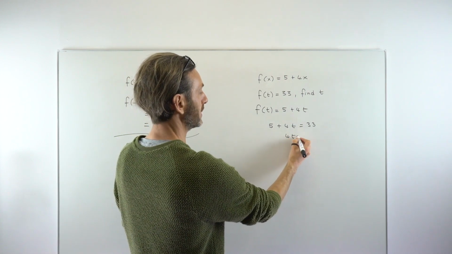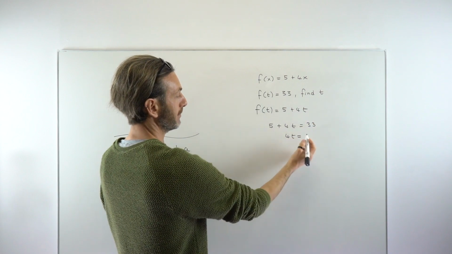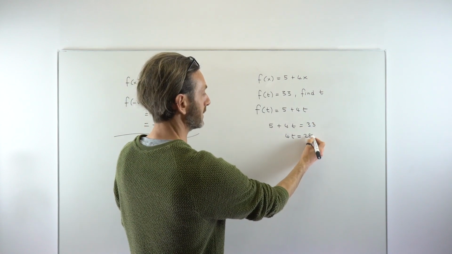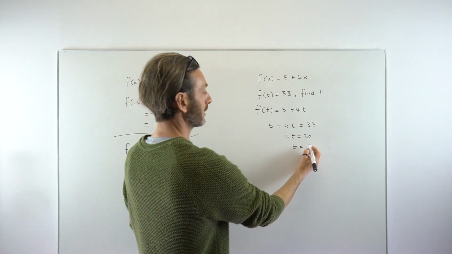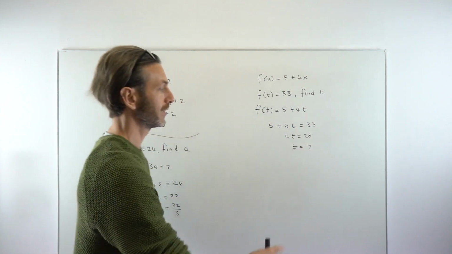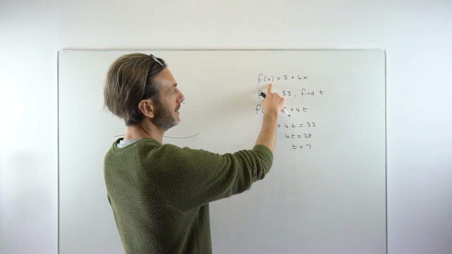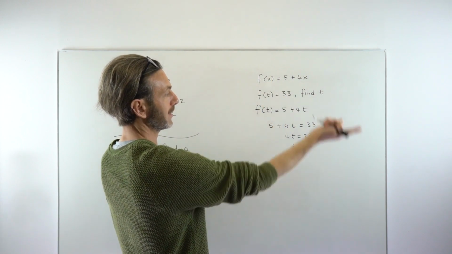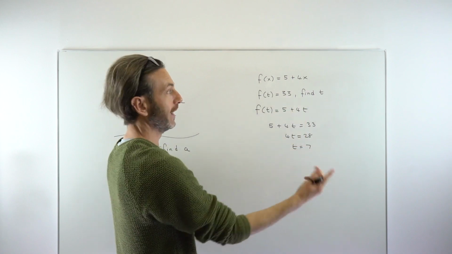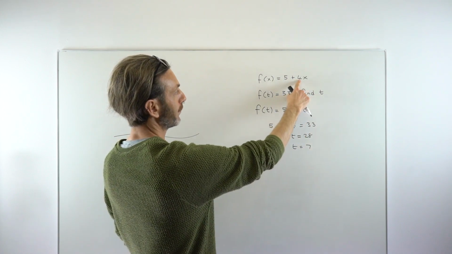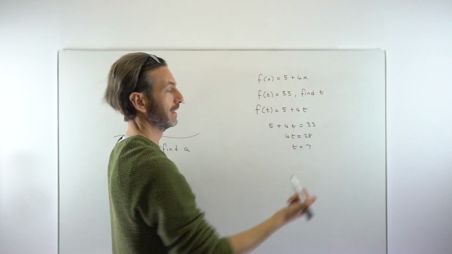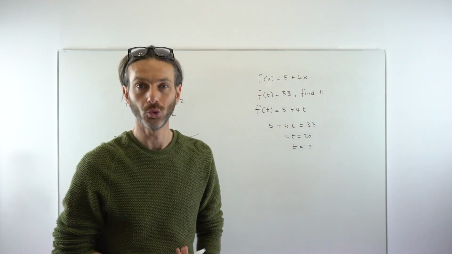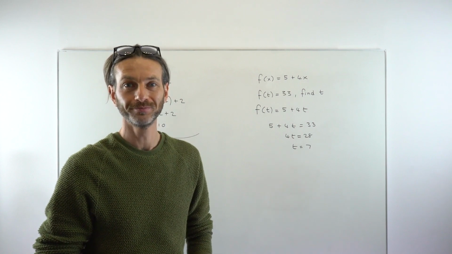It's just an equation to solve. That would give us 4t equals 33 minus 5, which is 28. And just dividing both sides by 4, just like a normal equation, to get our final answer of 7. So that tells us if we put the number 7 into that function, we would get the number 33 out. Let's just check that. That would be 5 plus 4 times 7. 4 times 7 is 28, plus 5 is 33. So essentially working these function questions backwards.